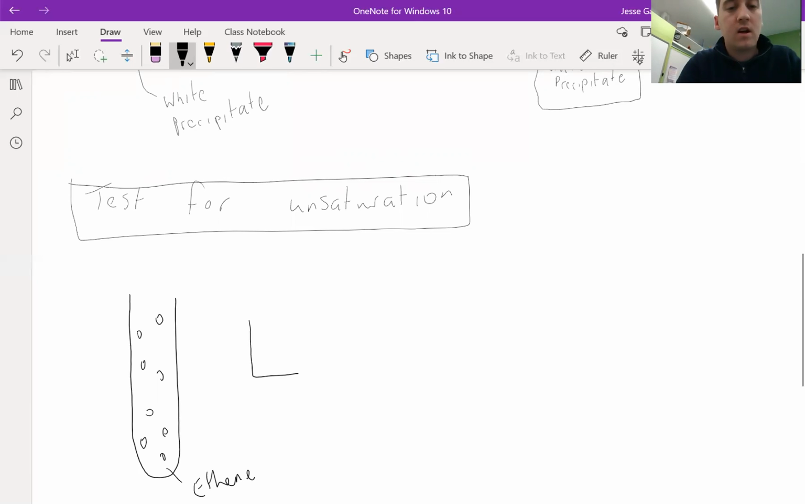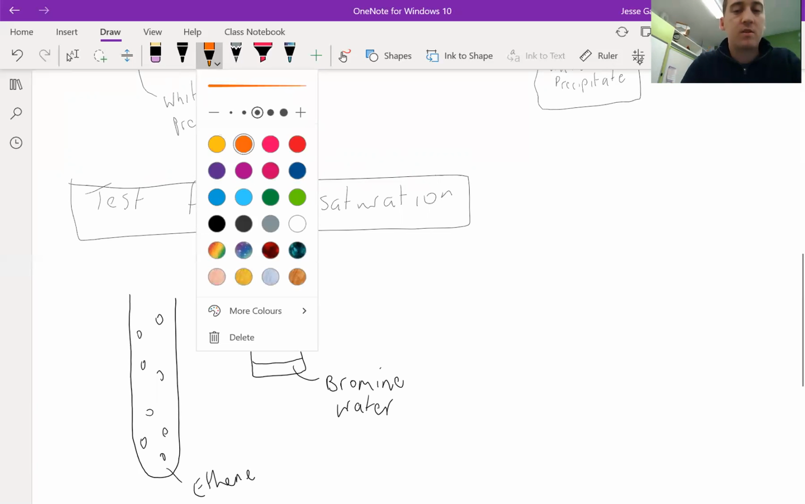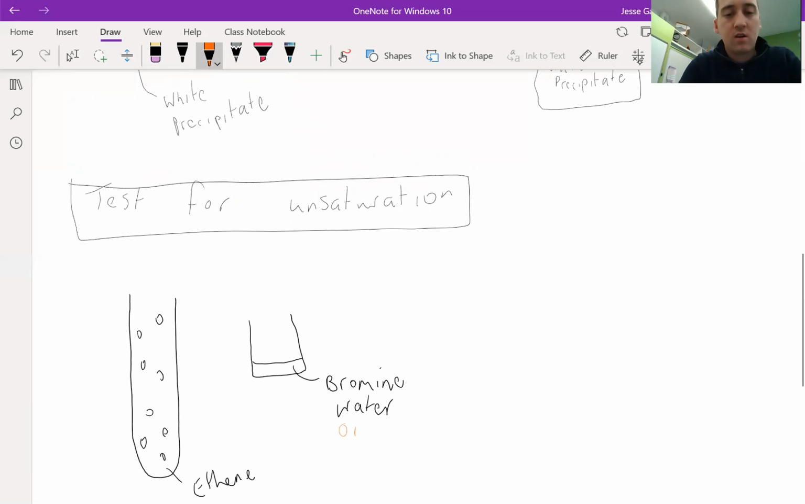We've got a beaker of another reagent, and this reagent is called bromine water. Bromine water is a brownish kind of orange substance, so it's orange in color. We're going to take our orange solution and put a few drops of the bromine into the ethene, and give it a quick shake.